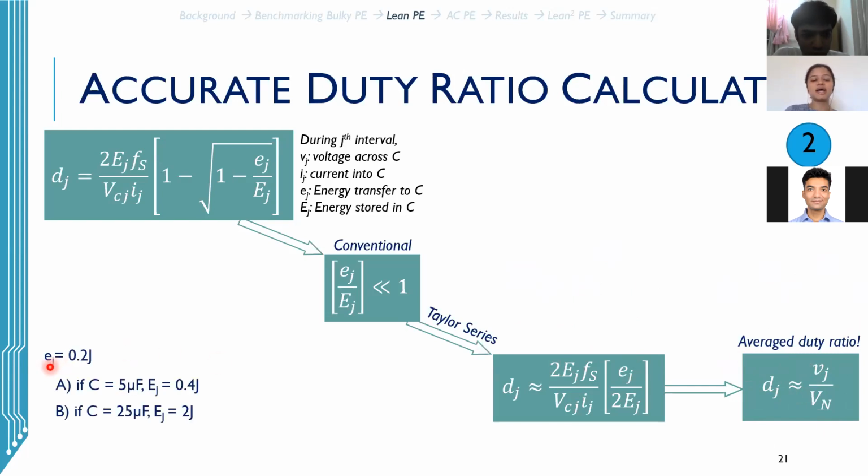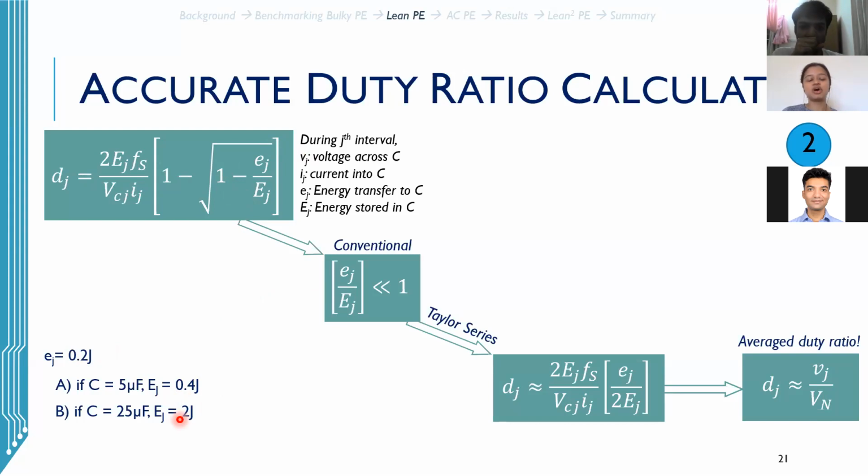Assuming that our small e, that is the energy transfer to the capacitor, is say 0.2 joules, and we are using a capacitance value of 5 microfarad, this translates into 2 units of energy storage at the DC bus. So this ratio is going to be half and the error is going to be high. On the other hand, if we use the second design, wherein our ratio is about 10 times, the error in the duty ratio in this case was less than 5%.